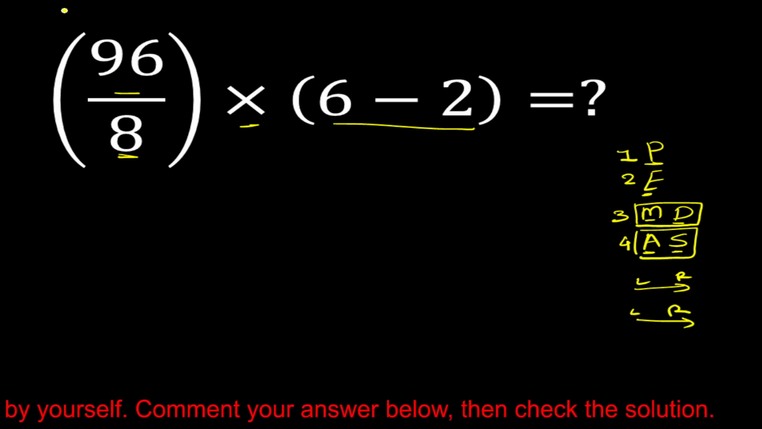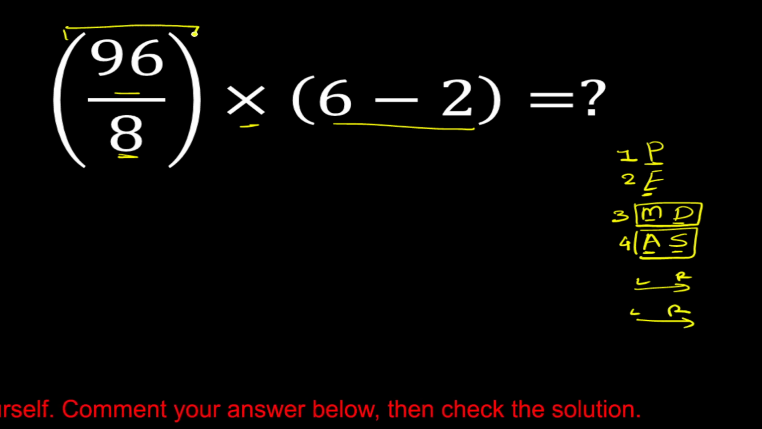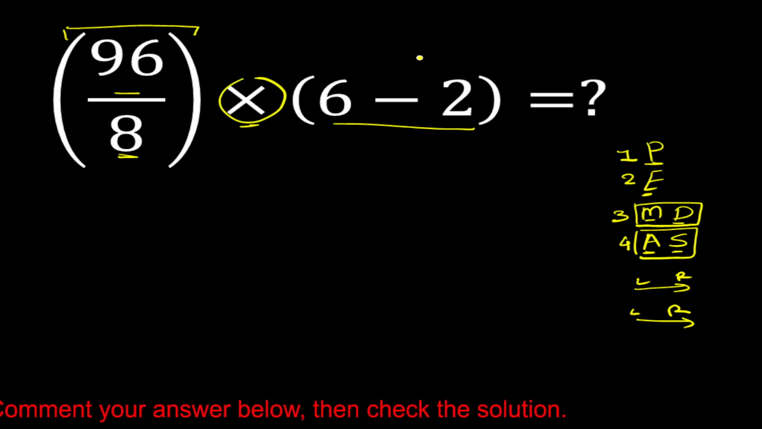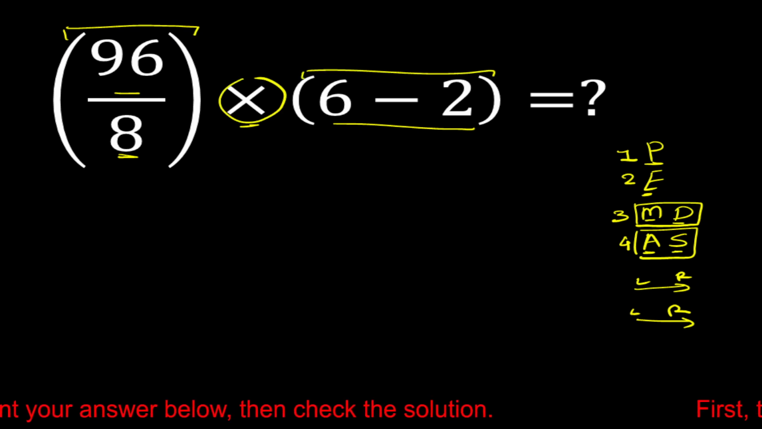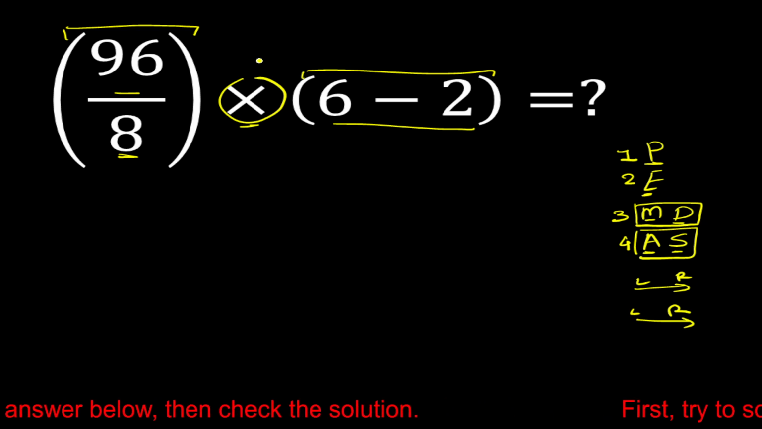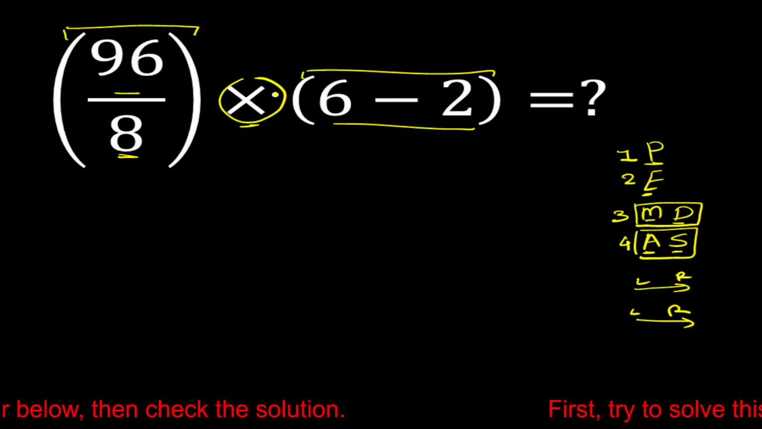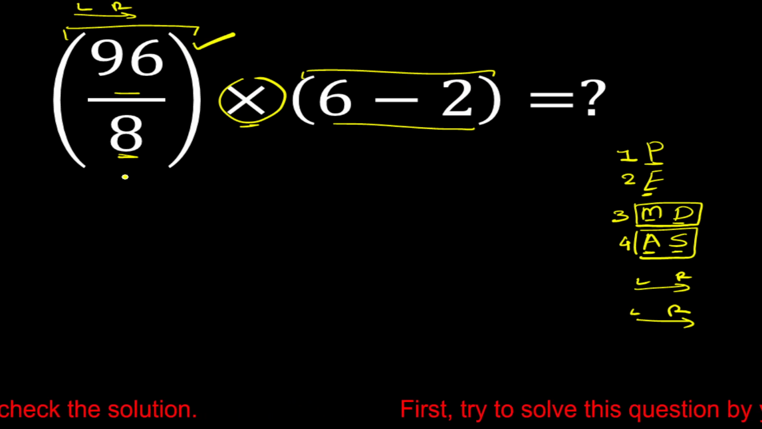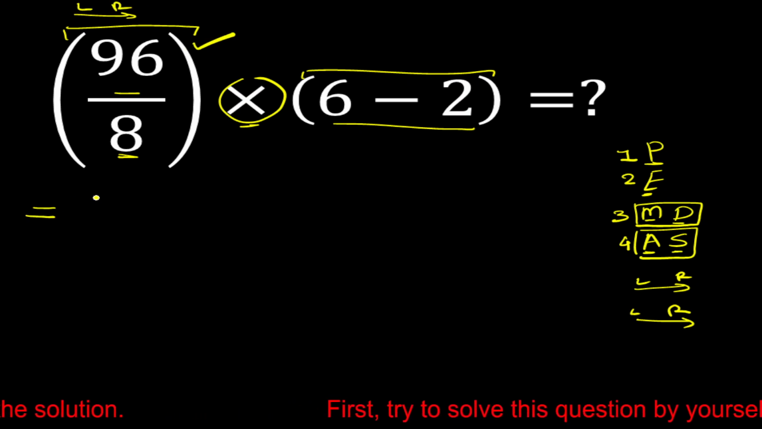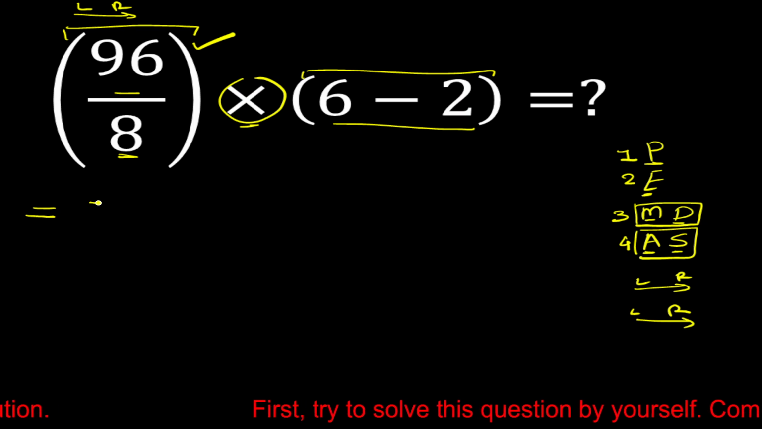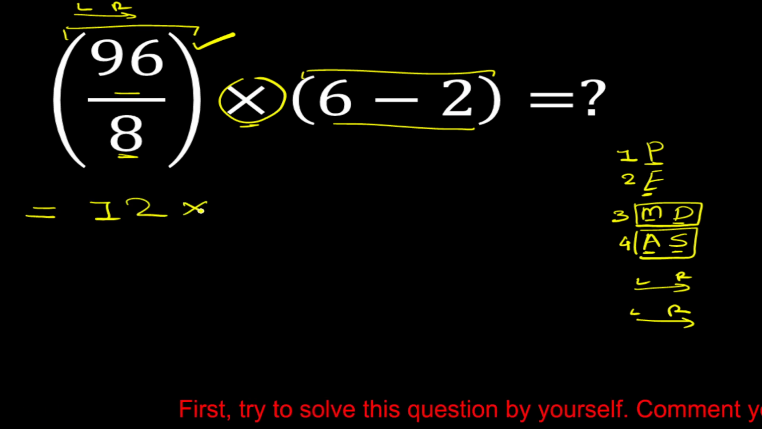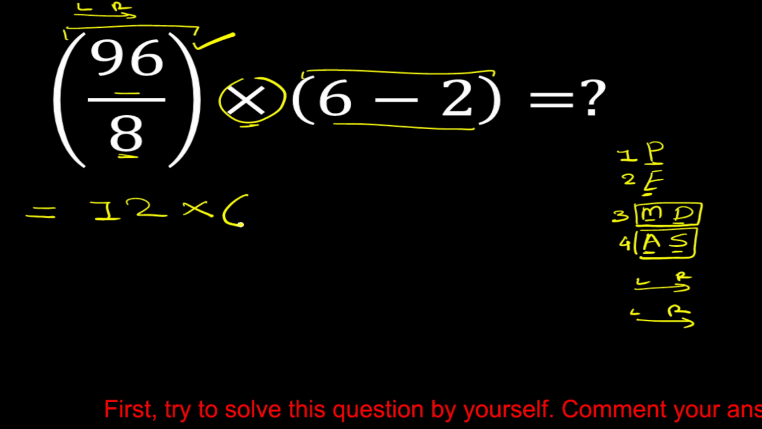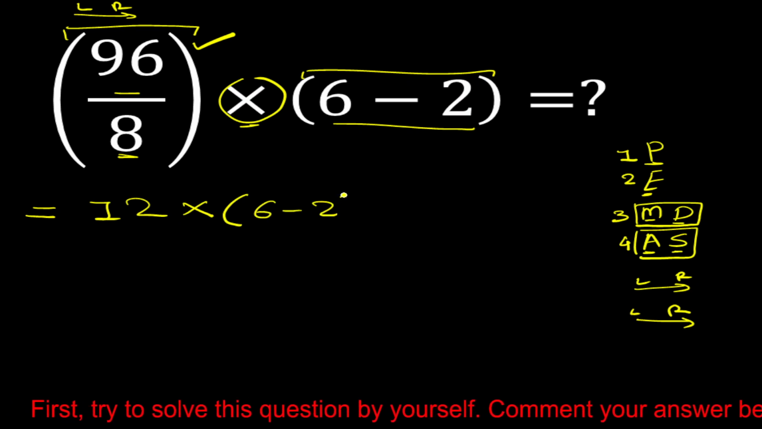So in this question we have one division, one multiplication, and one parenthesis. So first priority is parentheses. Here we have one parenthesis, so first we have to solve this parenthesis. So 96 divided by 8 is equal to 12, multiply in the parenthesis 6 minus 2.